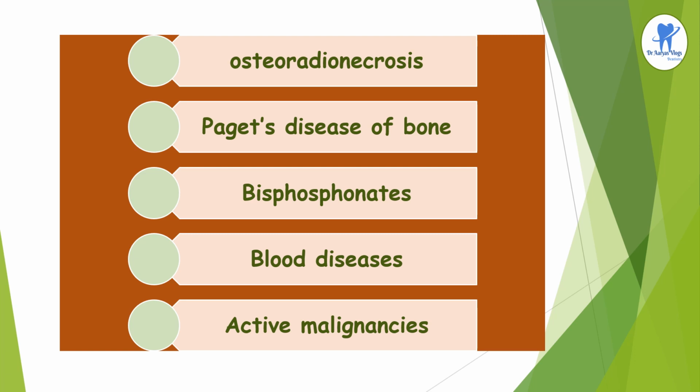And also, the blood diseases that can affect healing, that is coagulopathy, anemia, polycythemia vera, thrombocytopenic purpura and neutropenia. And finally, the active malignancy. That means carcinoma or sarcoma of jawbone, leukemia and lymphoma. So these are the various relative contraindications for dental implant.